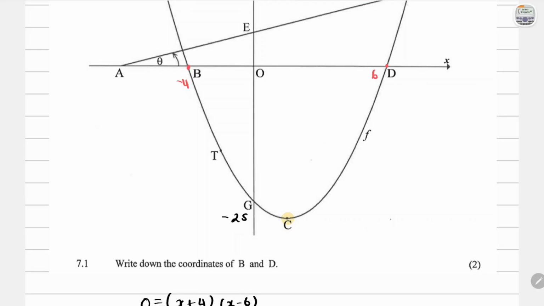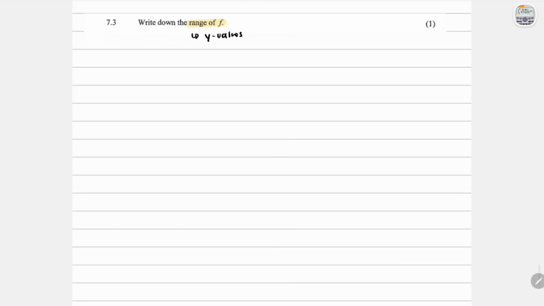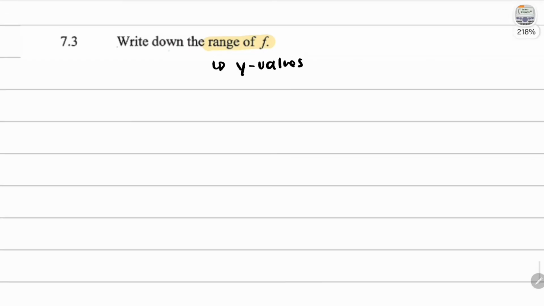So the y values start at -25, and then there are values that are greater than -25. As you can see, these points on the graph only have values that are greater than or equal to -25, because at the turning point, that is an actual point. So here is our answer. All the y values of this graph would exist where y is greater than or equal to -25.